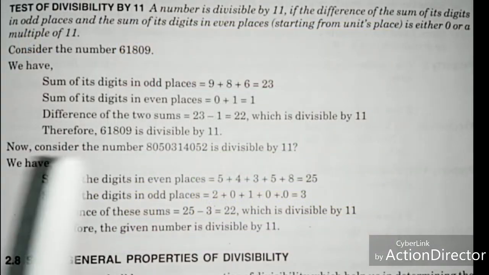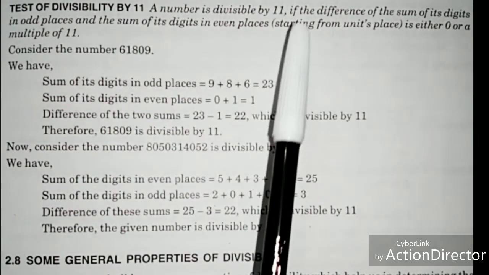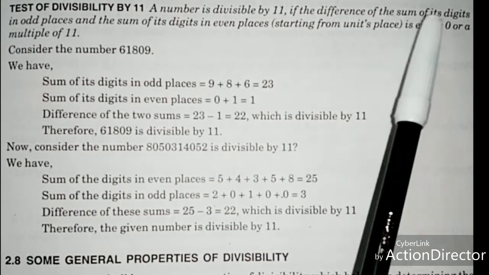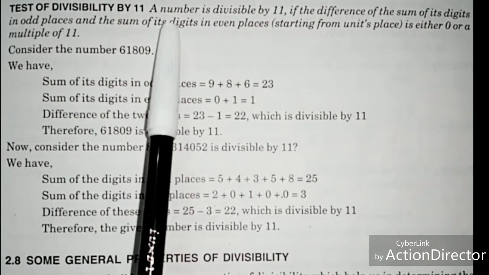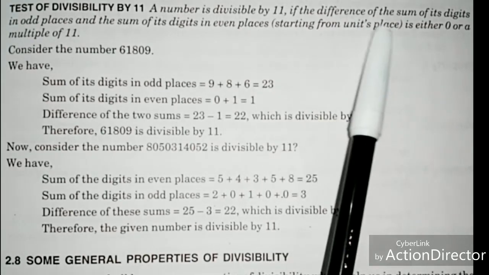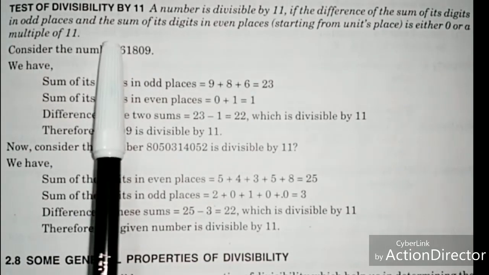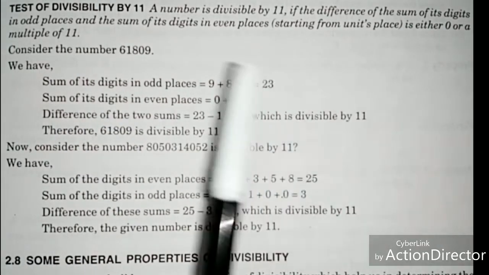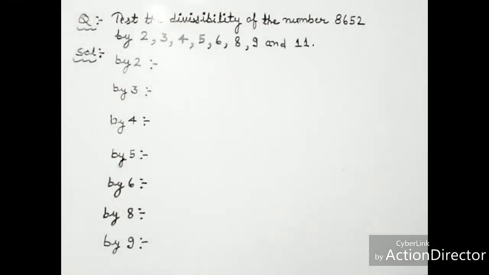Divisibility rule of 11. A number is divisible by 11 if the difference of the sum of its digits in odd places and the sum of its digits in even places, starting from the unit place, is either 0 or a multiple of 11. So the whole number is divisible by 11. Now students, here I solve some examples related to divisibility rules.